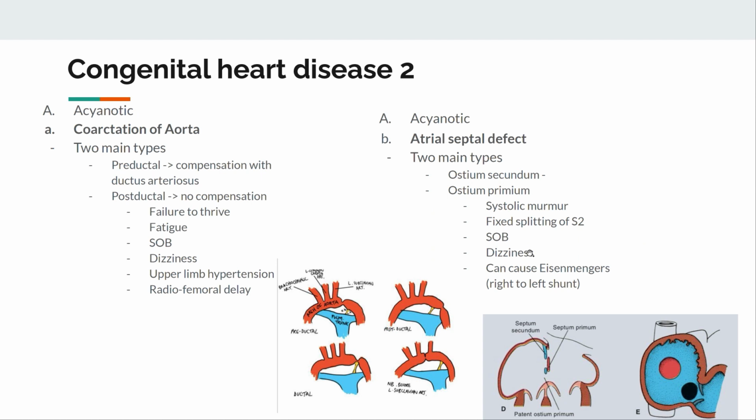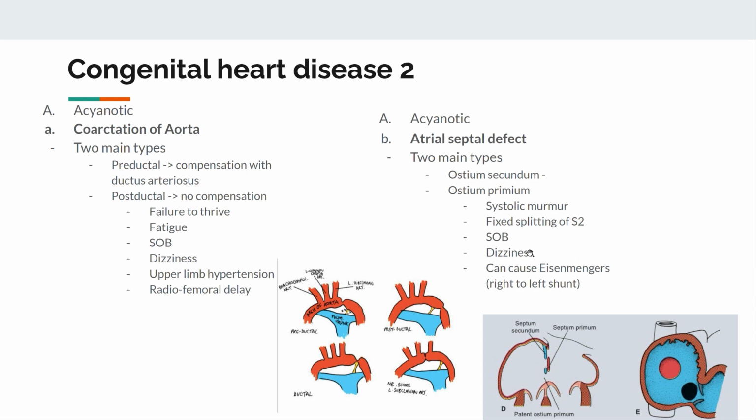There's two main types. There's your ostium secundum and ostium primum. Really important to know is that patent foramen ovale, PFO, is not an atrial septal defect. That's a really important distinction to make. Atrial septal defects are ostium secundum damage and ostium primum damage. And I've got a little diagram below which shows what those two things are. And essentially, it's just damage to one of those two things which causes these atrial septal defects.